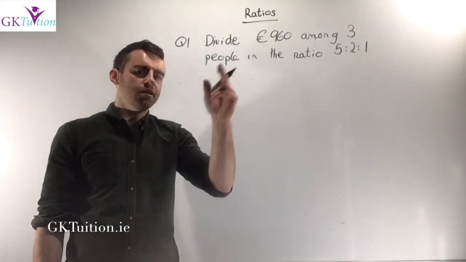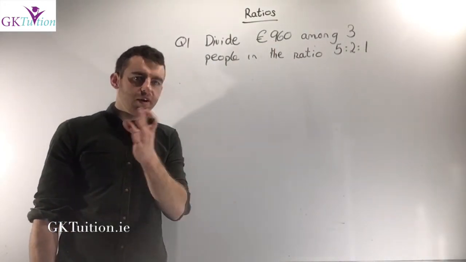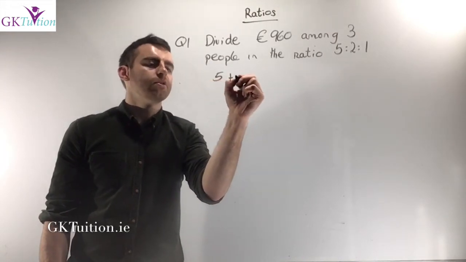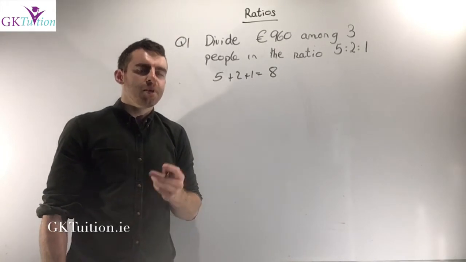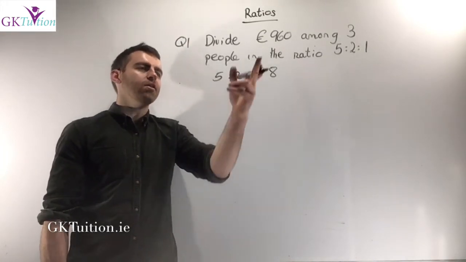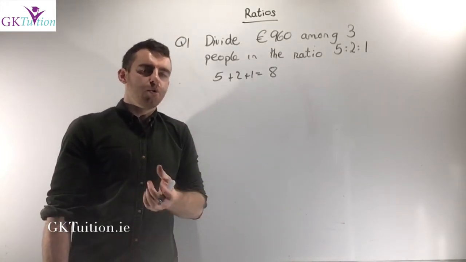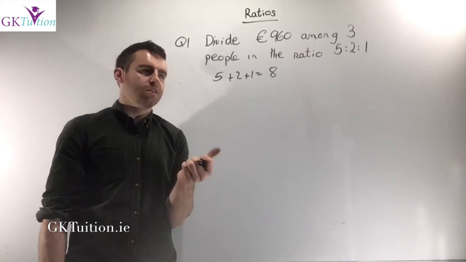I need to divide €960 in a ratio of 5 is to 2 is to 1, and 5 plus 2 plus 1 is equal to 8. So that tells me the first thing I should do is divide €960 into eighths. What is 1/8 of €960?